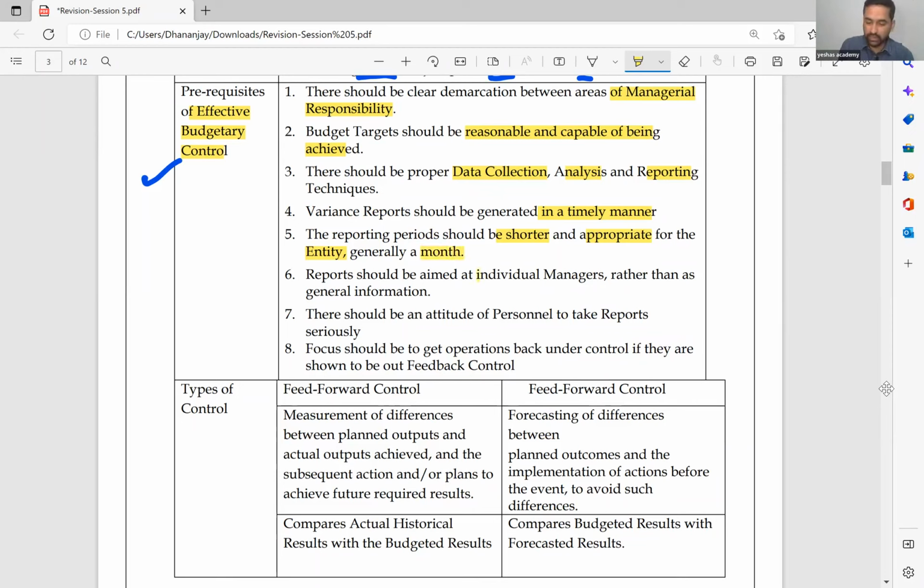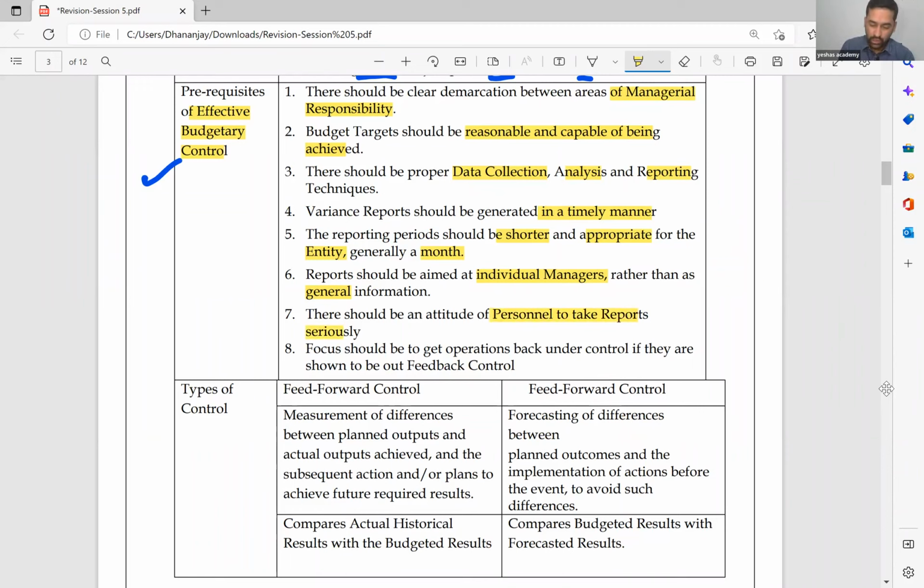Reports should be aimed at individual managers rather than having general information. I already told you, you need to have a clear demarcation of responsibilities, and your budgetary control system, your variance report, the analysis, everything should happen at individual activity, individual manager, individual department level, nothing in totality. There should be an attitude of personnel to take reports seriously. This is a problem with culture. Many people do not consider this very seriously.